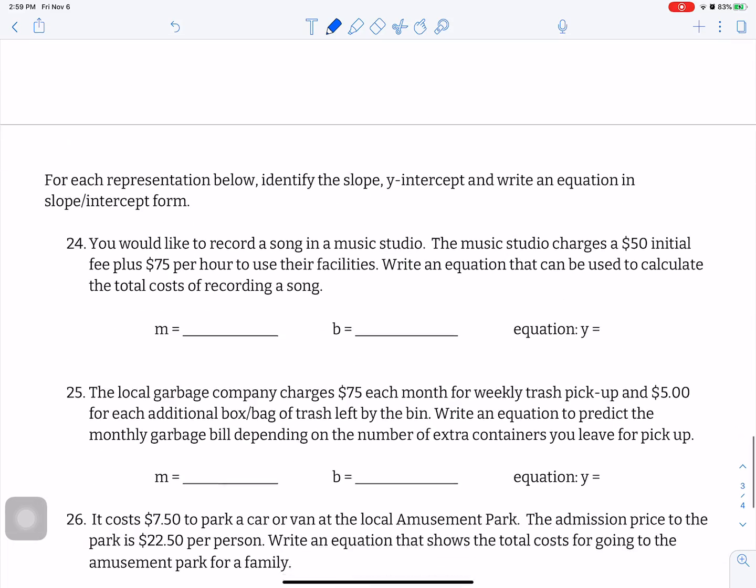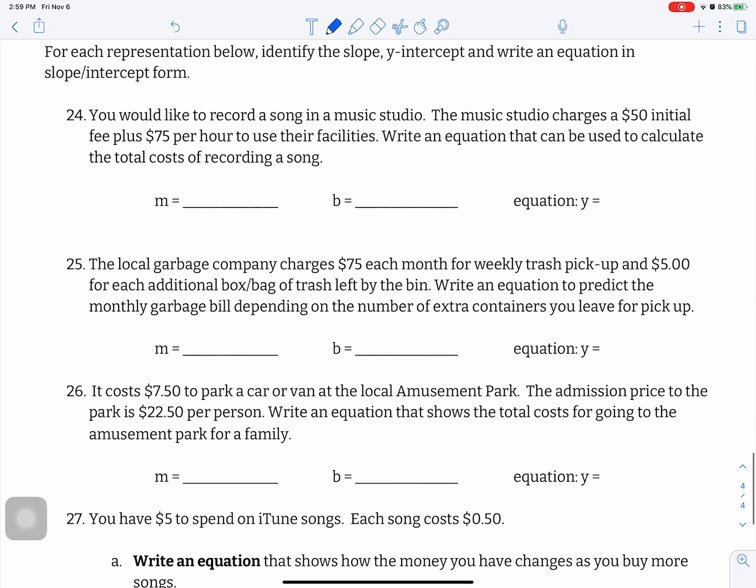The last little section on here, it looks like a lot, but most of it goes through pretty fast, is identifying which one of these things is changing every time and which one stays the same, and then writing them in the equation. So you'd like to record a song in a music studio. The music studio charges a $50 initial fee. So that fee is just paid once, and then $75 per hour. So every hour I'm paying more. So the 75 is going to be my slope, and the 50 is going to be my y-intercept.